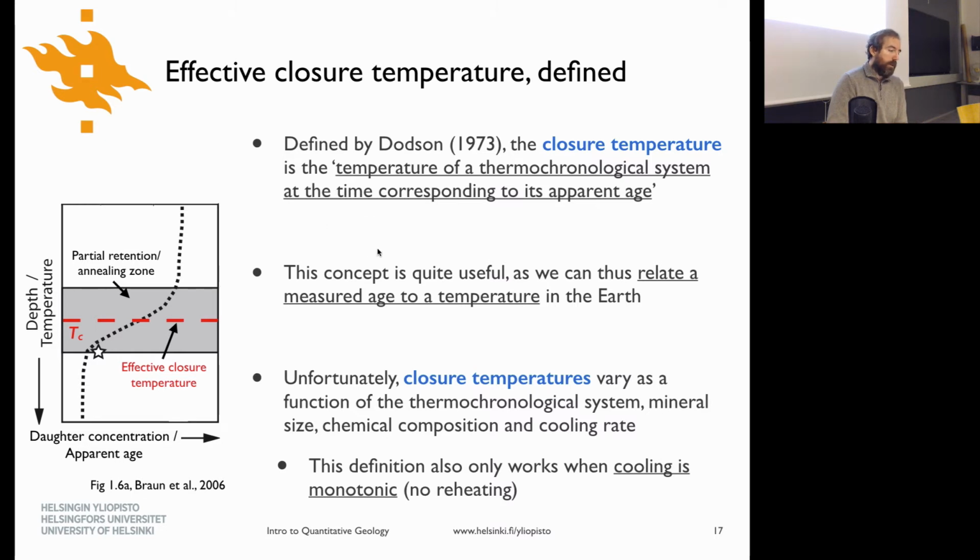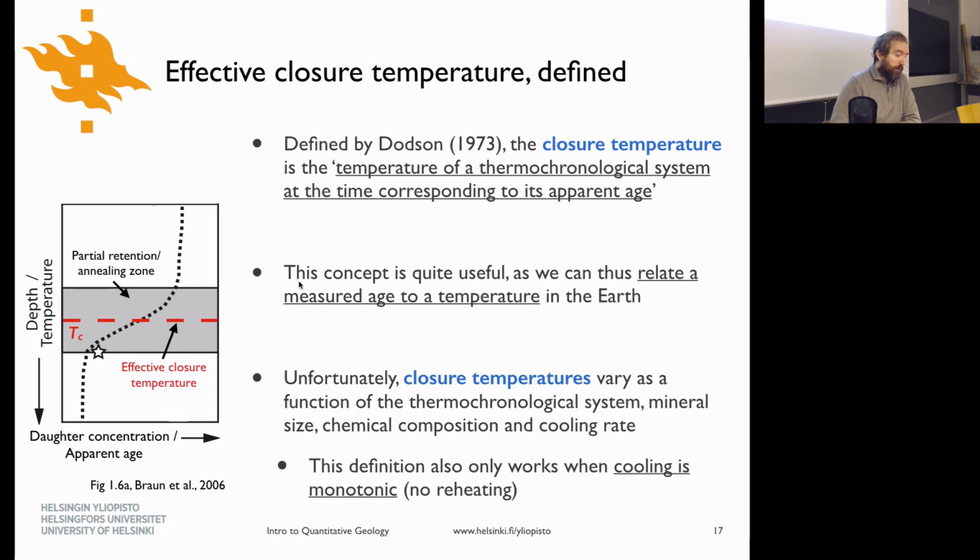And it's essentially the definition given in a paper in the 70s: the temperature of a thermochronological system at the time corresponding to its apparent age. I don't find that to be a very straightforward definition, so I suspect you might not find that to be that clear either. But in essence, you can think about it as the temperature where above the closure temperature, you're losing most of the daughter product. Below it, you're trapping most of the daughter product. In this case, it's actually about 50-50. It's right in the middle of this partial retention zone. So at the closure temperature, in essence, we're losing half of the daughter isotope over the time window that's being considered.